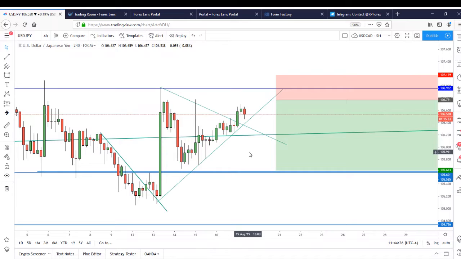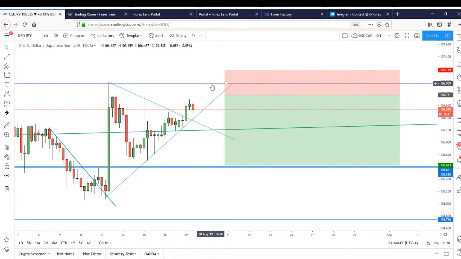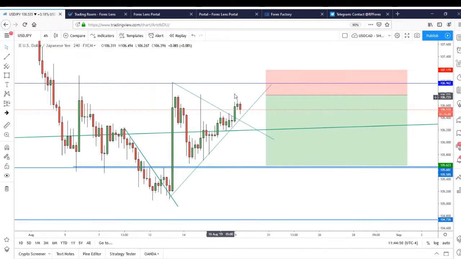Tonight we do have Aussie news, so that could move the yen a bit. Tuesday we have no news, so that's gonna be fine. Wednesday we have Powell speaking, so hopefully by then this trade's done and dusted. 2.81 risk to reward, stops right above our hourly resistance.